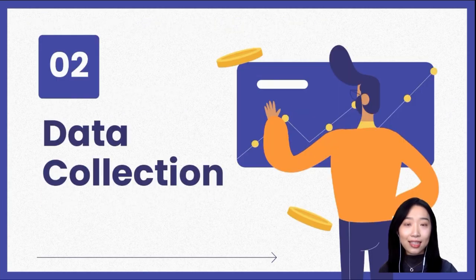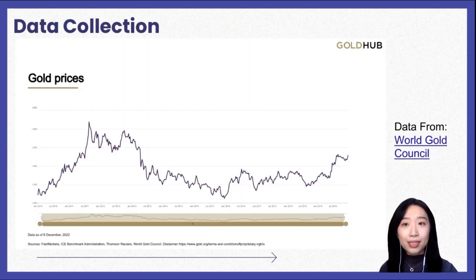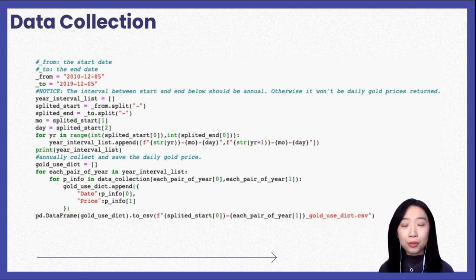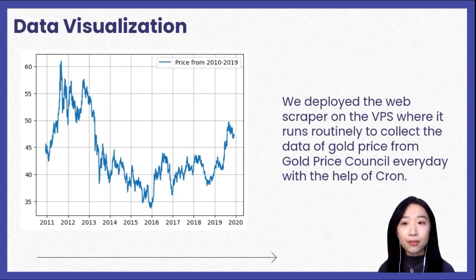And then let's see the data collection. We use data from the World Gold Council. We use a web scraper to do the data collection. Here is our coding part. And we select data from 2010 to 2019. This is data visualization. And we deploy the web scraper on the VPS where it runs routinely to collect the data of gold price from the Gold Price Council every day with the help of Chrome.